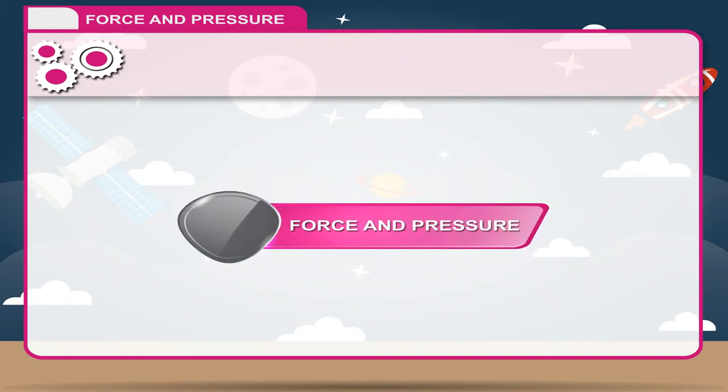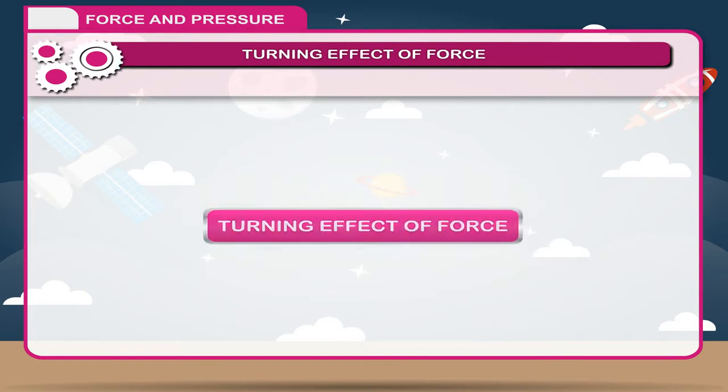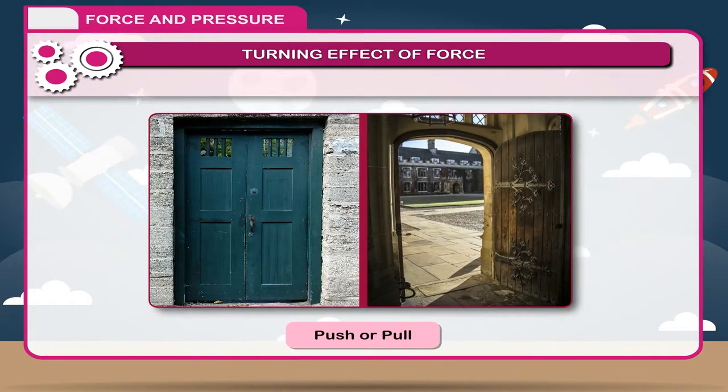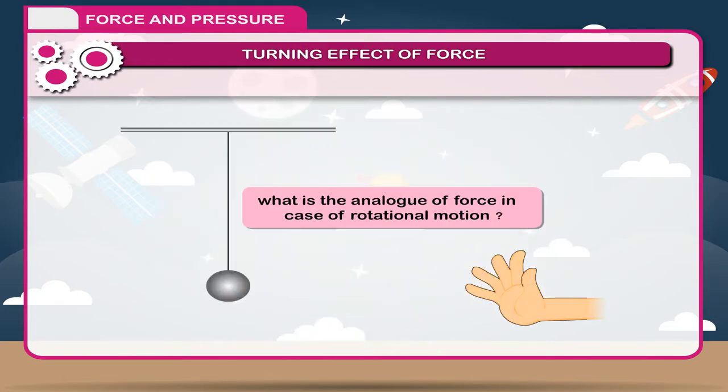Force and pressure. Turning effect of force. A force is a push or pull upon an object by the interaction of another object. Force is needed to change the translational state of a body. But what is the analog of force in case of rotational motion?